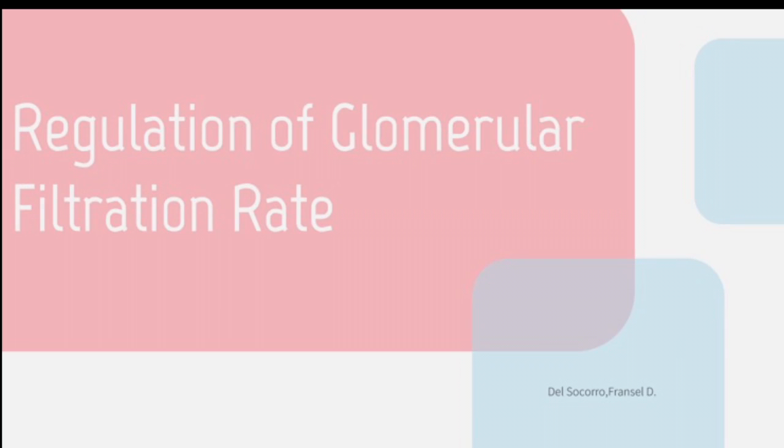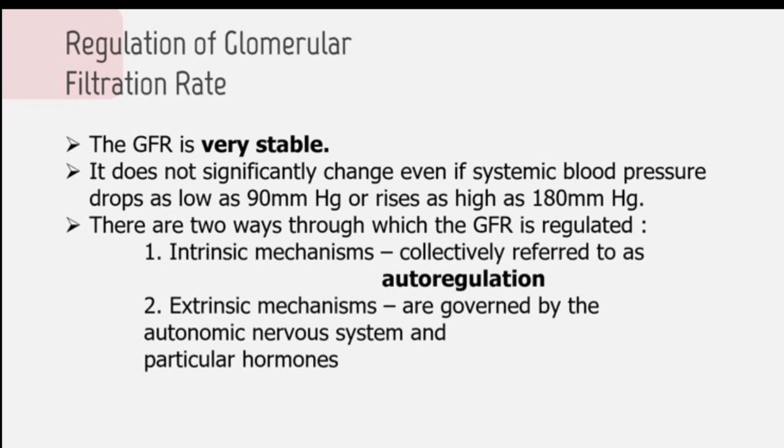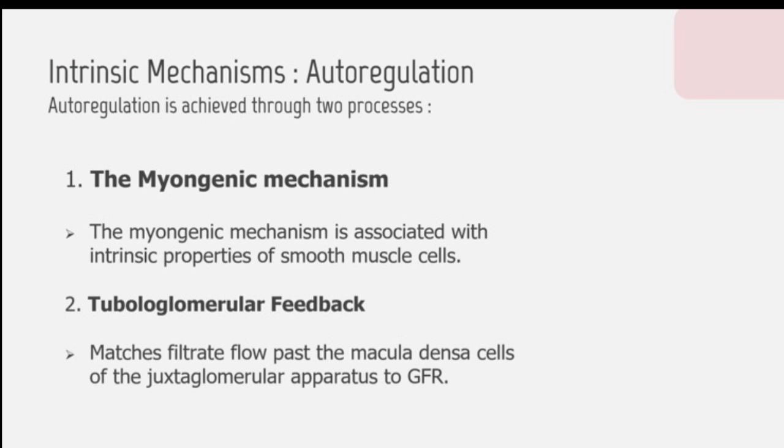Now, regulation of the glomerular filtration rate or the GFR. The GFR is very stable. It does not significantly change even if systemic blood pressure drops as low as 90 mmHg or rises as high as 180 mmHg. There are two ways through which the GFR is regulated. First is the intrinsic mechanism and second is the extrinsic mechanism. First is the intrinsic mechanism, also known as autoregulation. Autoregulation is achieved through two processes.